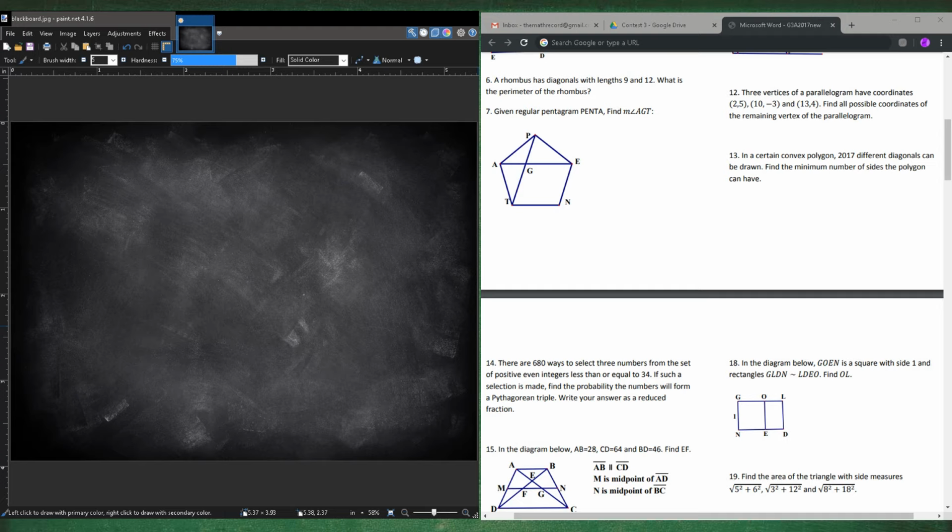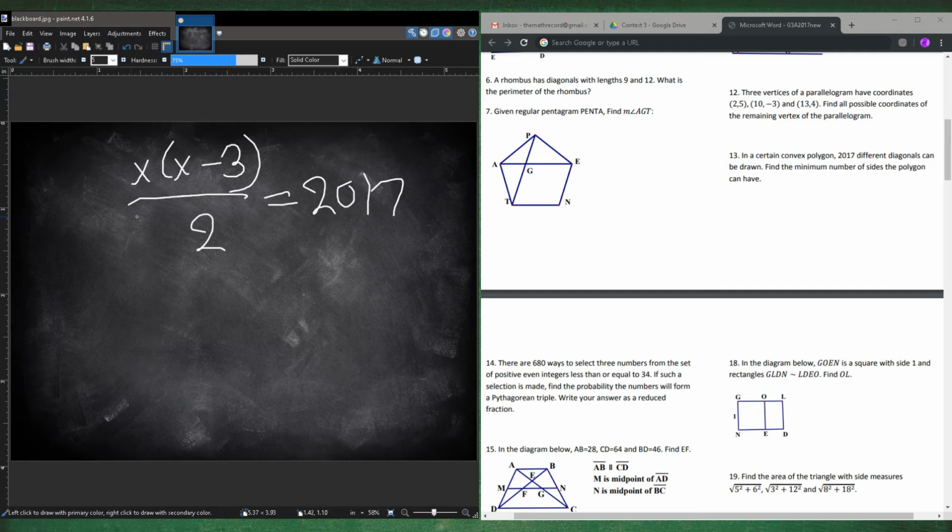13. In a certain convex polygon, 2017 different diagonals can be drawn. Find the minimum number of sides the polygon can have. So basically, let's say we have a side length x, right? The number of diagonals is given by the formula x times x minus 3 divided by 2. So that equals 2017.